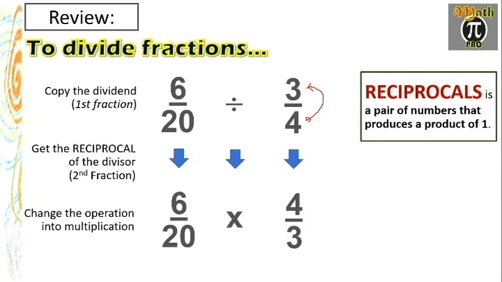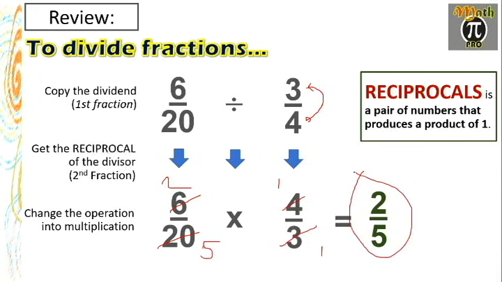Then, the third step is to change the operation into multiplication. And since the operation is now multiplication, we are going to apply the rules in multiplication of fractions. So in this specific example, we can actually cancel 6 and 3 into 2 over 1, and we can cancel 4 and 20 into 1 over 5. That's why the product is 2 over 5.